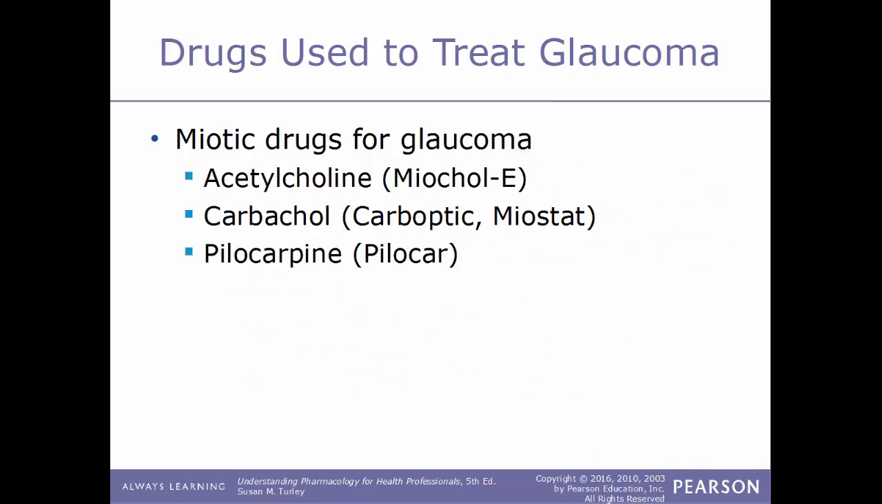Here's some examples of this class of drug. Of course, acetylcholine, which is sold under the trade name Miochol-E, carbachol, which is sold under the name Miostat or Isopto Carbachol, and pilocarpine, which is sold under the name Pilocar.